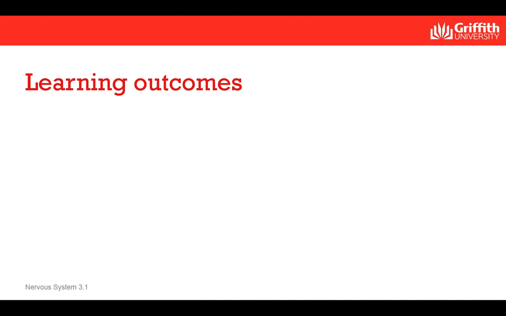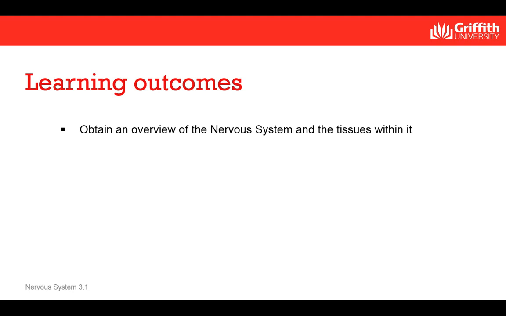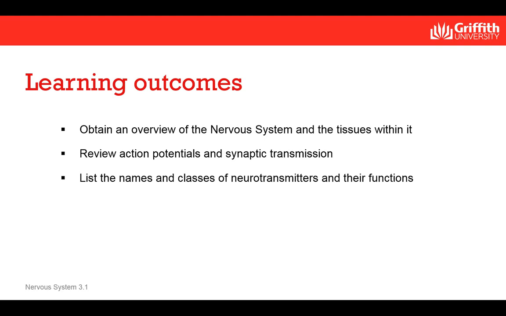The learning outcomes for Topic 3.1 are to obtain an overview of the nervous system and the tissues within it, to review action potentials and synaptic transmission, to list and name the classes of neurotransmitters and their functions.